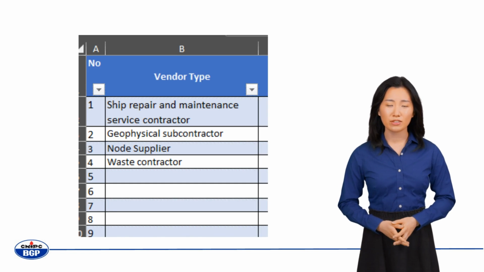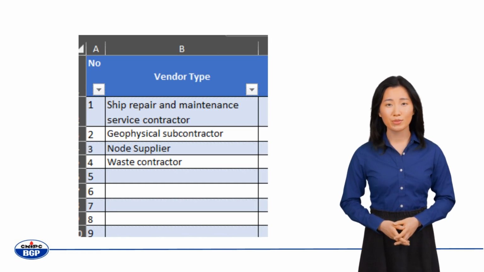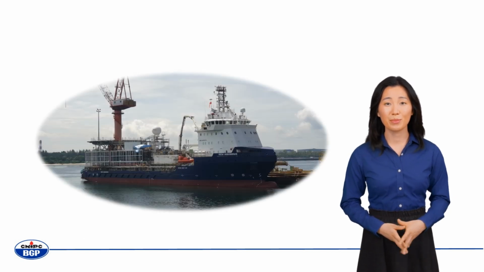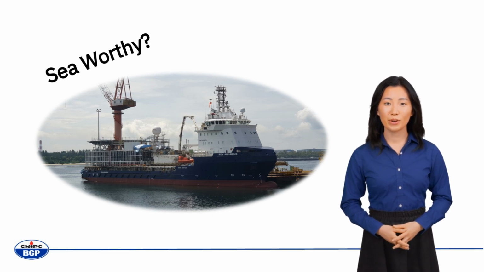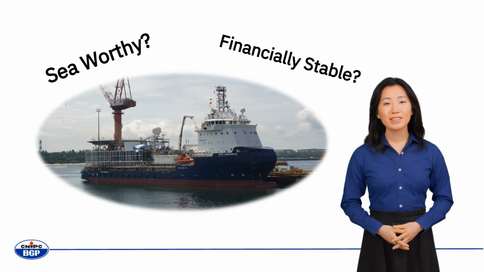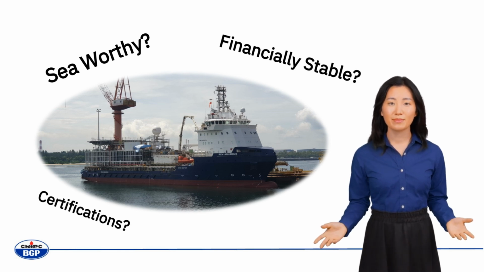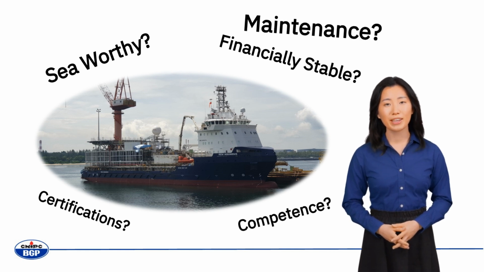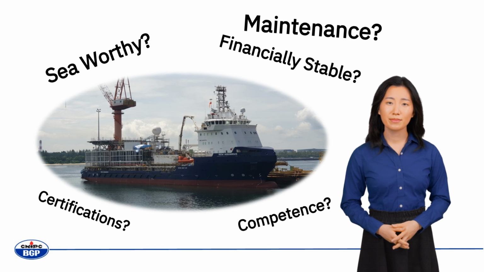We need to look at each vendor type and document exactly what risks they bring to BGP Offshore when they work for us. For example, when we hire a vessel, what do we need to think about? Is it seaworthy? Is the company financially stable? Does it have the necessary certifications to operate? Are the crew competent? Is there a planned maintenance program working effectively for the vessel?